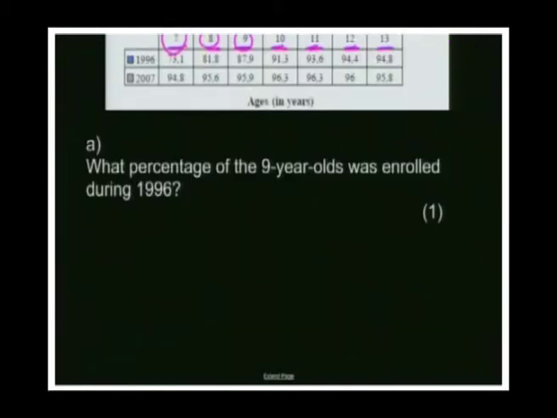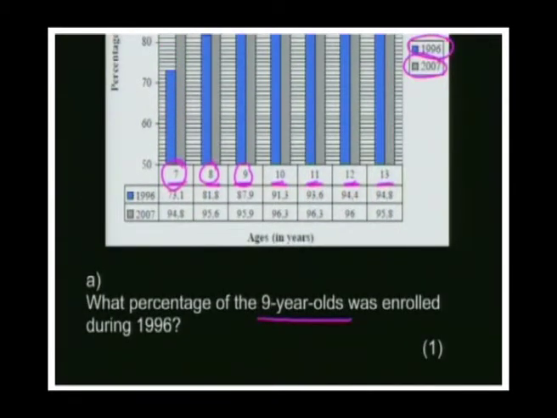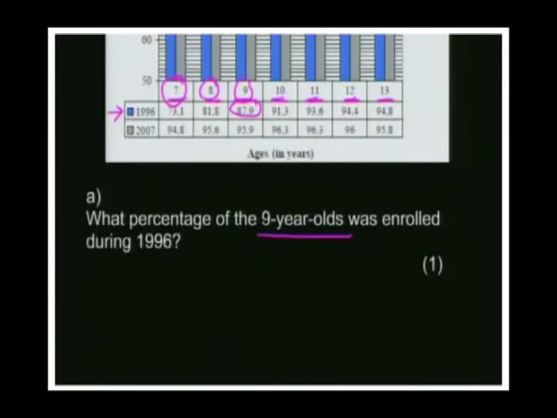What percentage of the 9-year-olds was enrolled during 1996? So let's have a look over here. We're looking at 1996, and we're looking at 9 years old. This is very easy. All we have to do is read the value of our bar graph, and we know that 87.9% of all 9-year-olds in South Africa were enrolled in a primary school.